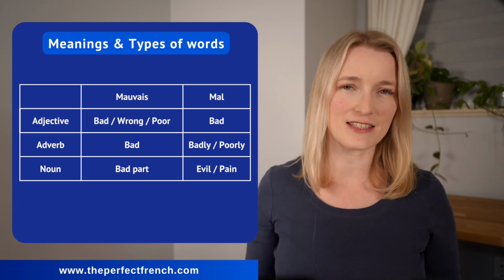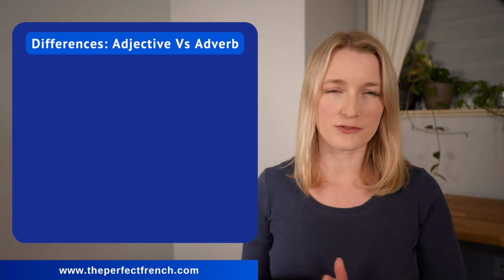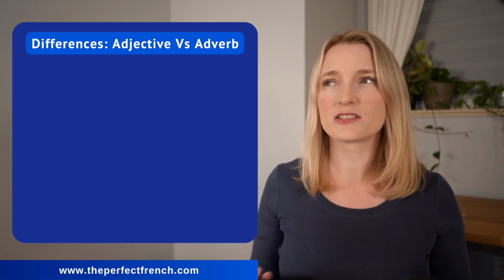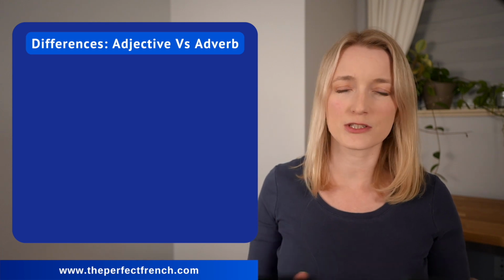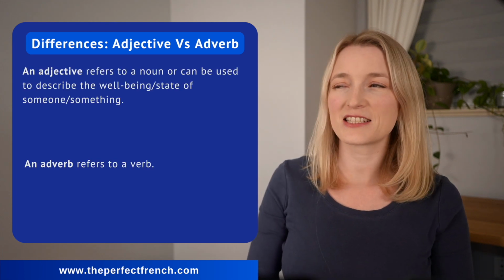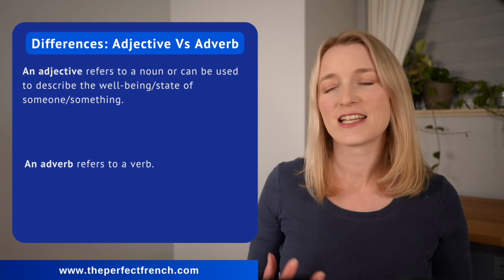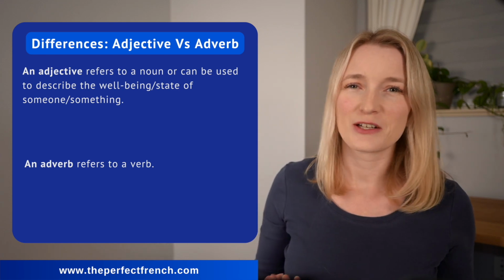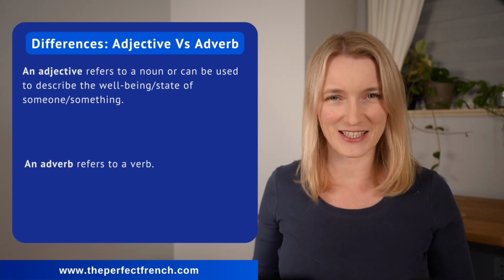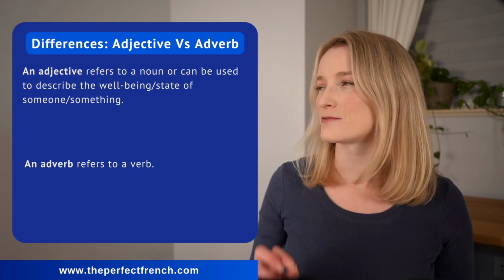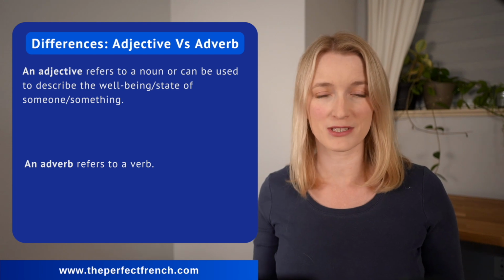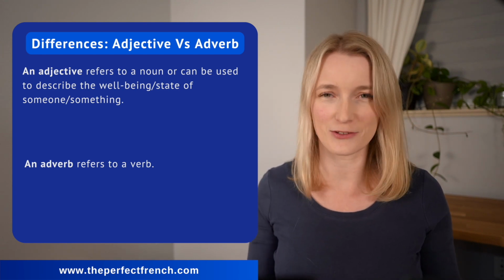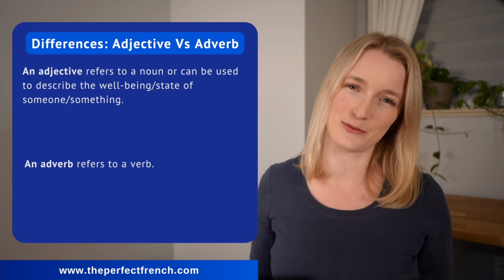Now that we've seen this, let's have a look at the difference between adjective and adverb, because it's sometimes hard to understand. An adjective refers to a noun or can be used to describe the well-being, the state of someone, something. An adverb refers to the verb. Adverb. Okay? Cannot mistake in this one.